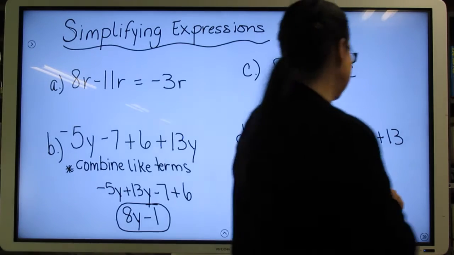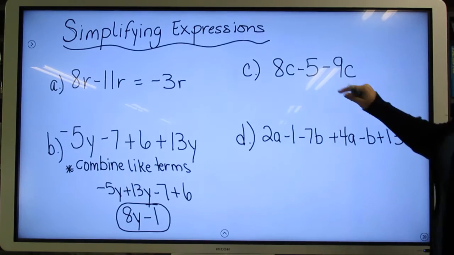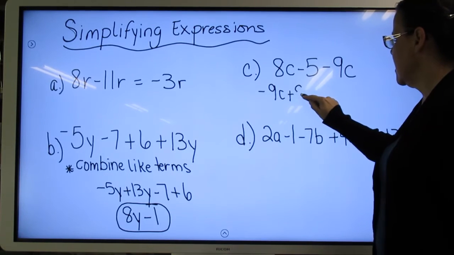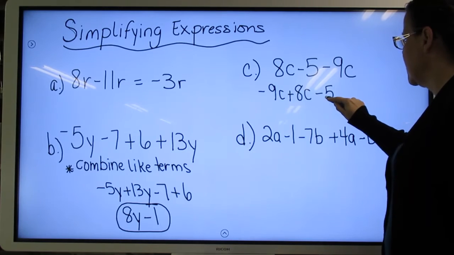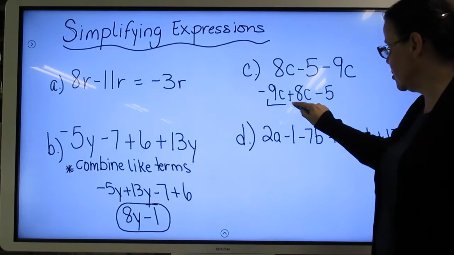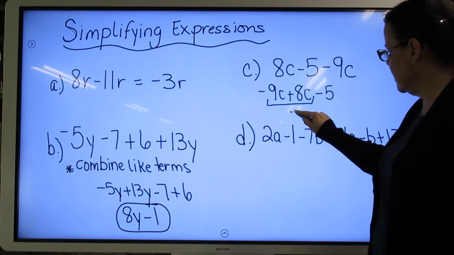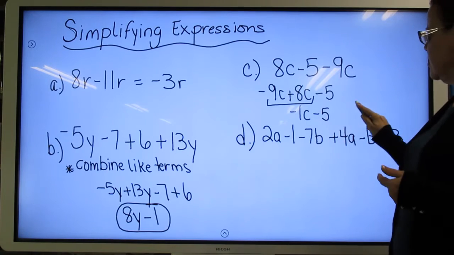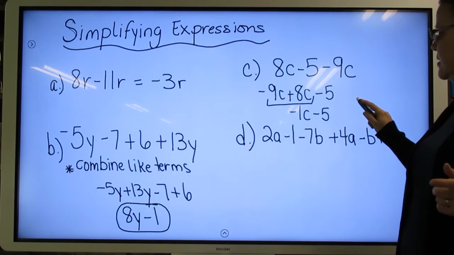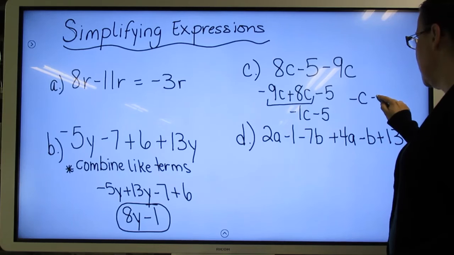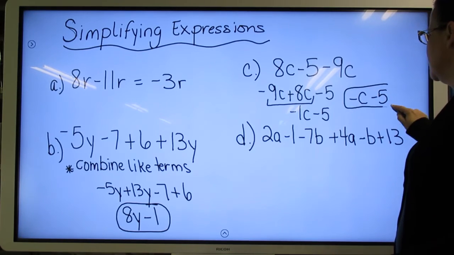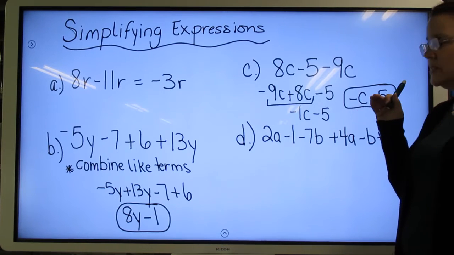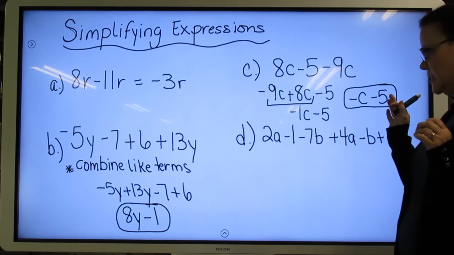And then we have 8c minus 5 minus 9c. You could do negative 9c plus 8c minus 5. The only two that you can combine are just the c's, and you would get negative 1c minus 5. That would be the right answer, but the answer they're probably going to give you on the test would be negative c minus 5. They never put the 1 in front of the variable. If it's a 1, it's just assumed that you know that that's a negative 1c.